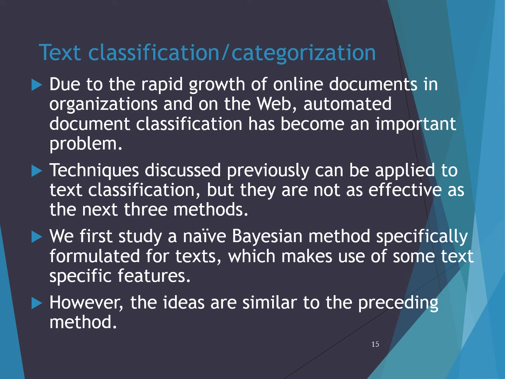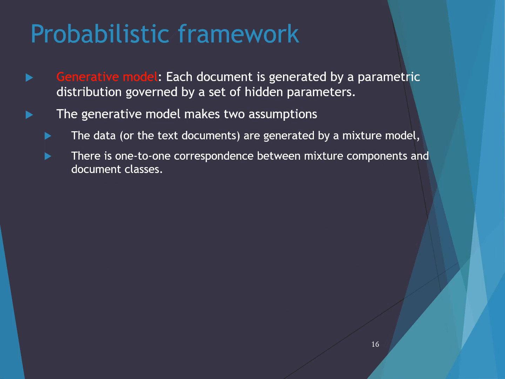Text classification or categorization. Due to the rapid growth of online documents in organizations and on the web, automated document classification has become an important problem. The techniques discussed previously can be applied to text classification, but they cannot be as effective as the next three methods. We first study a naive Bayesian method specifically formulated for text, which makes use of some text-specific features. However, the ideas are similar to the preceding method.